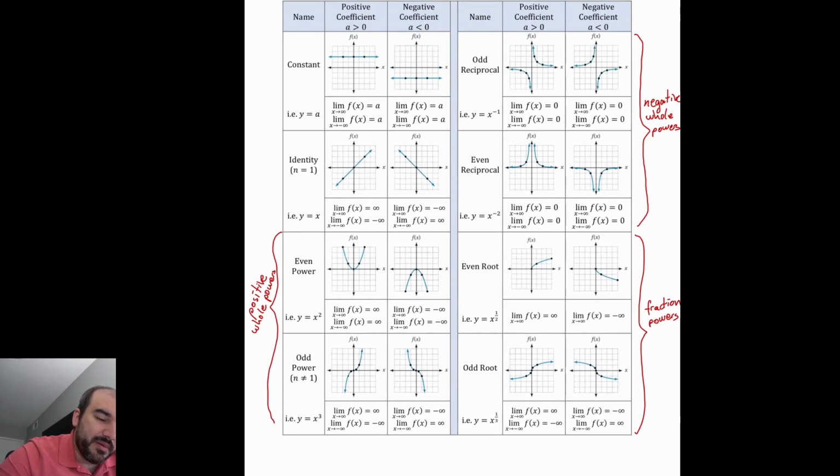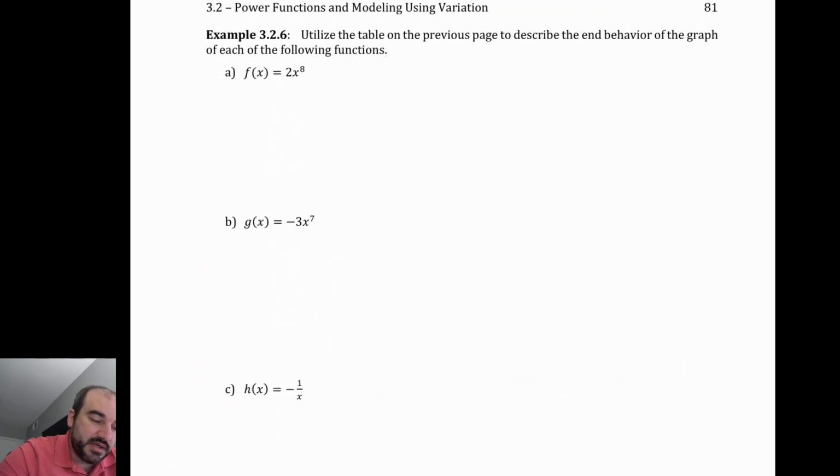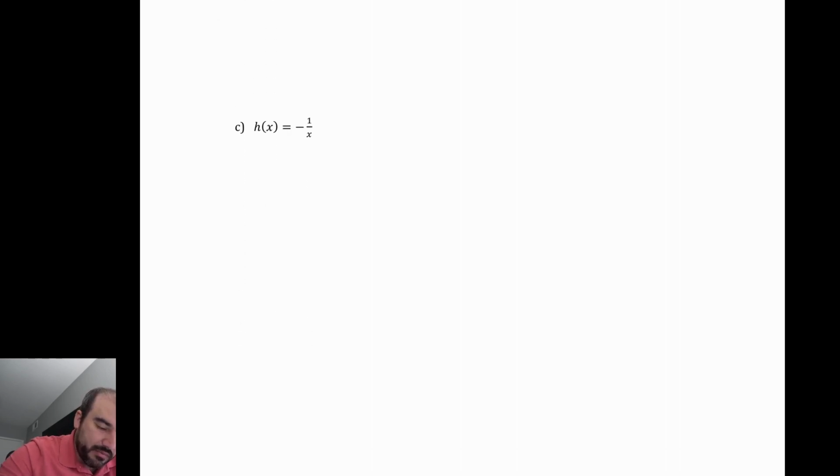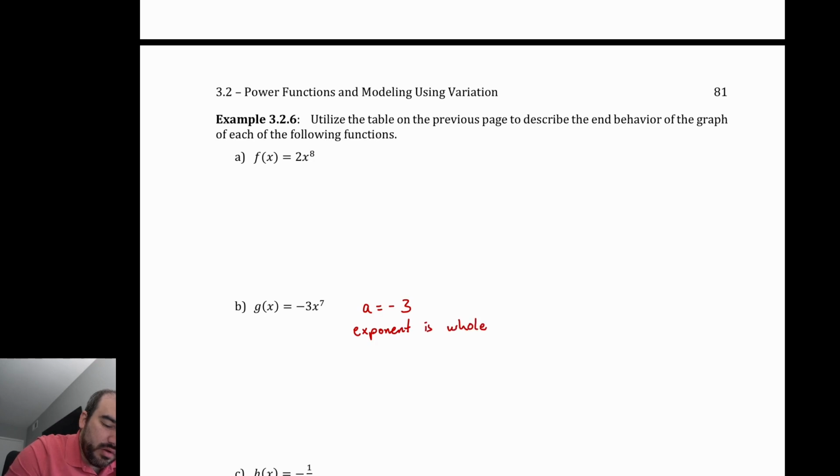So you need to be able to use this table to identify end behavior of functions given to you. So let me pick a random one here to talk about. Let's talk about this one here, the negative 3x to the 7th. So the a here is negative 3. And my exponent is positive, whole, and odd.